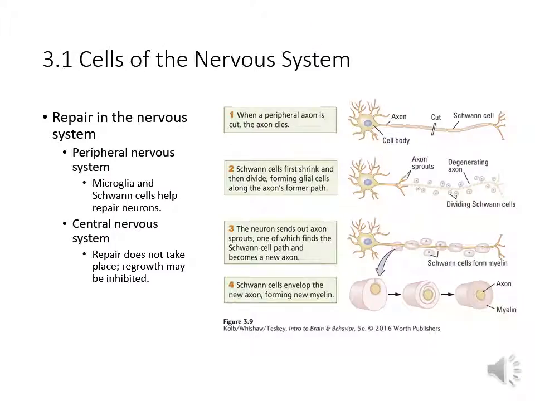Okay, so repair in the nervous system. In the peripheral nervous system, microglia and Schwann cells help to repair neurons. And so there's a figure of this to the right. In the central nervous system, repair doesn't really take place very effectively, and regrowth may be inhibited. So damage to the central nervous system, as I mentioned before, can be very serious.